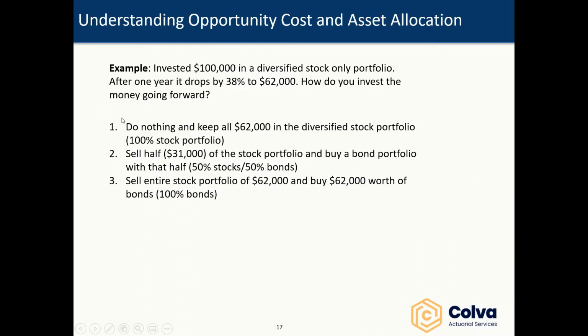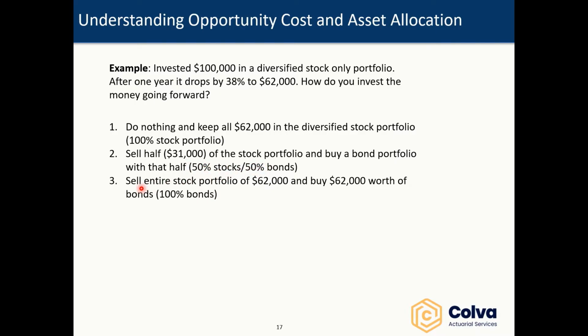Okay, so the first option is you do nothing, right? You just keep all of that $62,000 in the diversified stock portfolio. So you have a 100% stock portfolio. You had 100% before, you have 100% now. Option 2 is to sell half of that. So we're going to sell $31,000 of the stock portfolio and buy a bond portfolio with that $31,000. So now we have a 50% stock portfolio and a 50% bond portfolio.